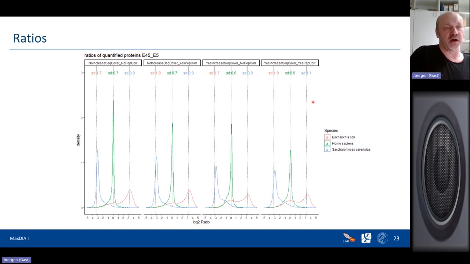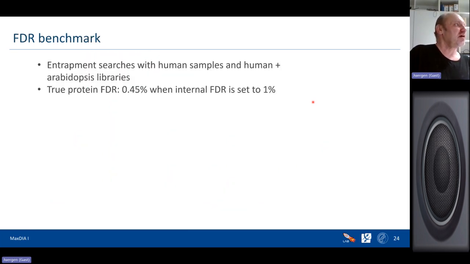There's also one way how we can optimize the sequence coverage increase, because you notice that you chose too big a value for the sequence coverage increase if you see that the ratio distribution gets wider, right? So that the ratios are not estimated as well anymore in this benchmark data set. That's how we can come up with the recommended value between 3 and 5% of the sequence coverage increase FDR.